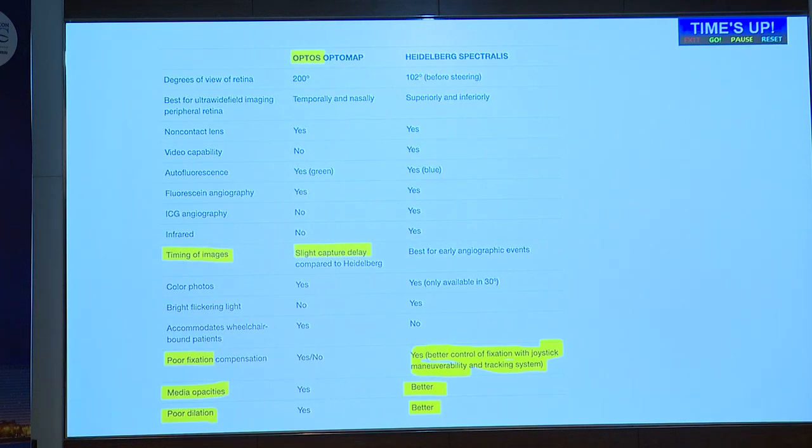Other things are that there is a slight delay in the capture of imaging. So the early angiographic events are captured much better with the Spectralis, and where the patient has poor fixation, media opacities, or poor dilatation, because you have a joystick in hand, you are able to handle these situations in a much better way. Overall, for angiography and the color fundus photography, Optos remains having an edge because it is going very wide in the periphery and getting it in a single shot.